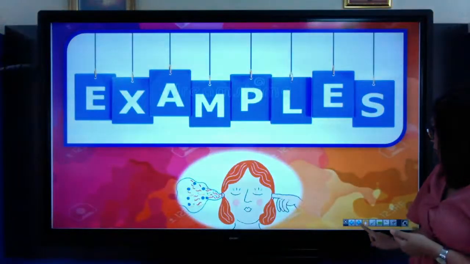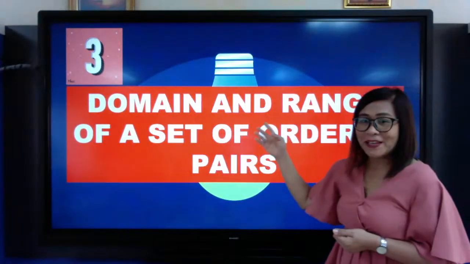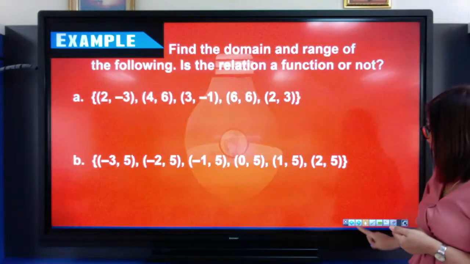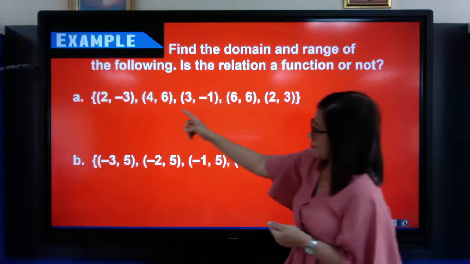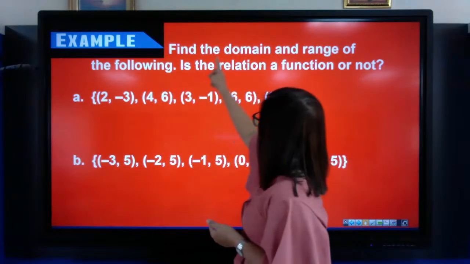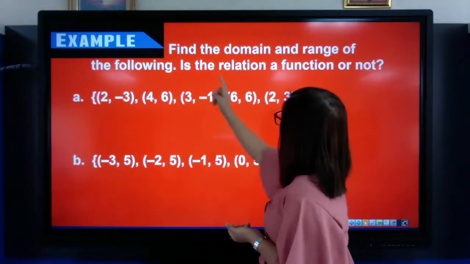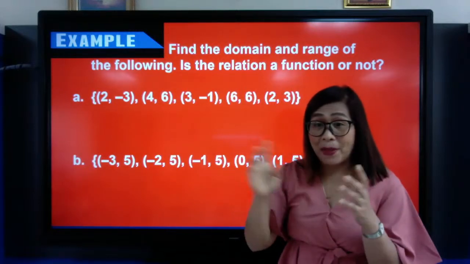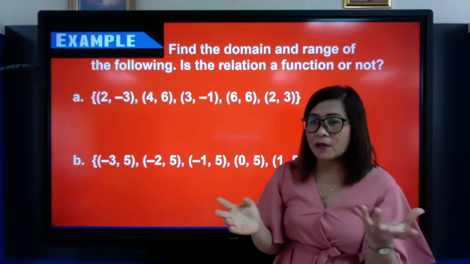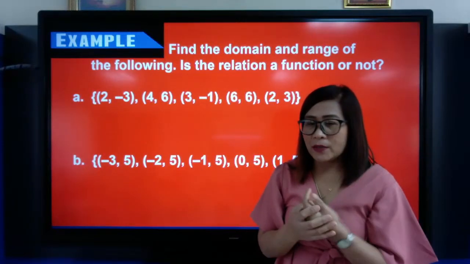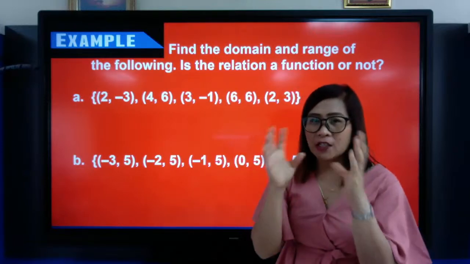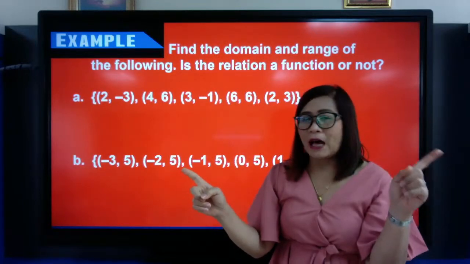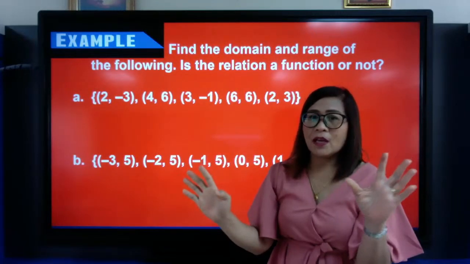Next, we move on to the examples on how to find the domain and range of an ordered pair. For example, number one, letter A, find the domain and the range of the following. Let's see if the relation is a function or not. When we say relation, it's just a pairing, a very simple pairing of two elements or two components. But for a function, it should be very specific. One input will give a unique output. So you cannot repeat the first component.